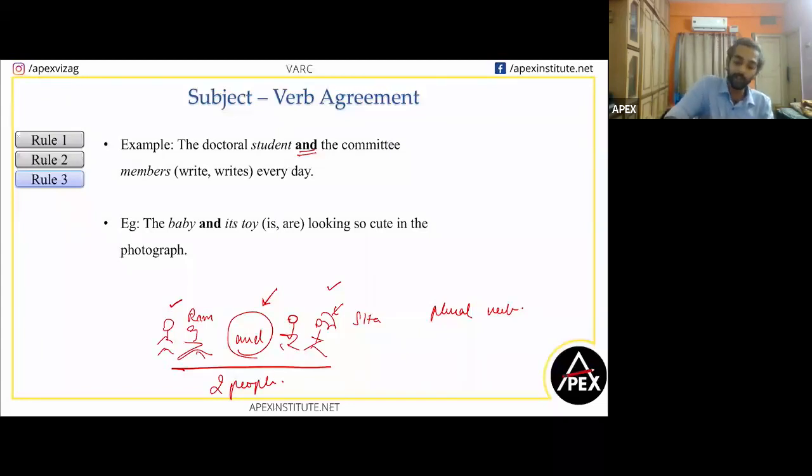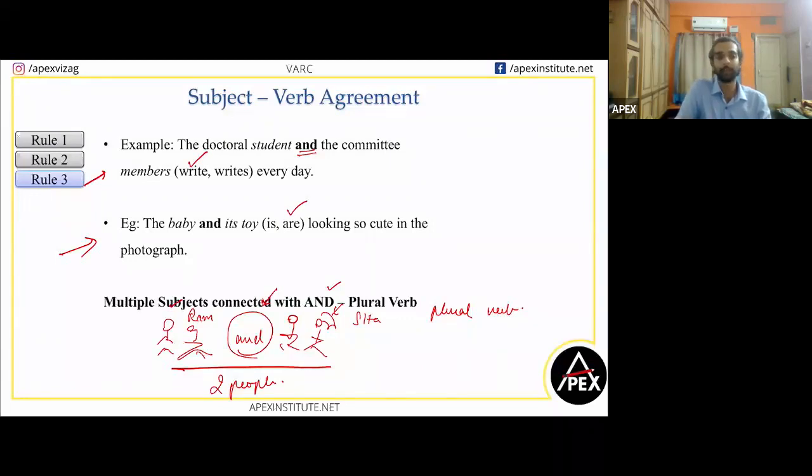So, what will be the answer to this and this? Tell me quickly. Obviously, the doctoral student and the committee members are. What about this? The baby and its toy are.